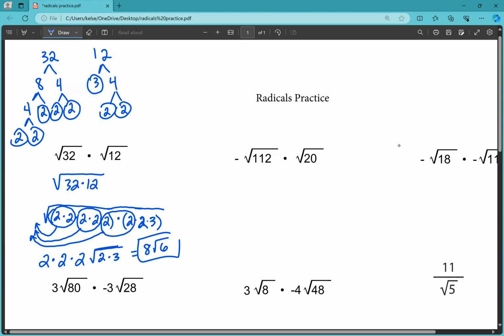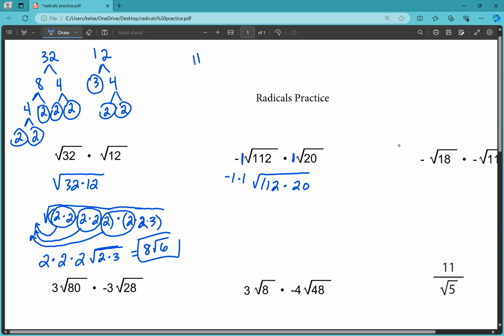So the next one we have here, we can see we have a negative in front here. So this is really a -1 in front, and there's really a 1 in front of the square root of 20, but we don't write it because it's not needed. So like I said, you would multiply any numbers that are in the front together. So we have a -1 times 1. And then you take any numbers that are on the insides and multiply those together. 112 times 20. Okay. And if you like, you can multiply those together and then do the factor tree for the big number, or you can break down the smaller numbers individually.